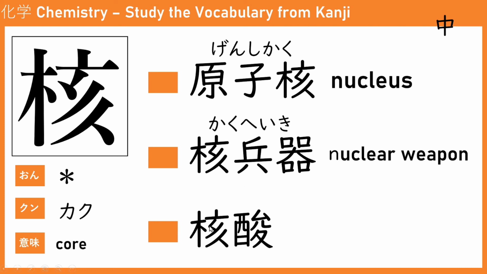This one you can use a lot. Kakusan. Kakusan means nucleic acid. So we got nuclear here, and san means acid. So kakusan means nucleic acid in protein stuff. Okay.